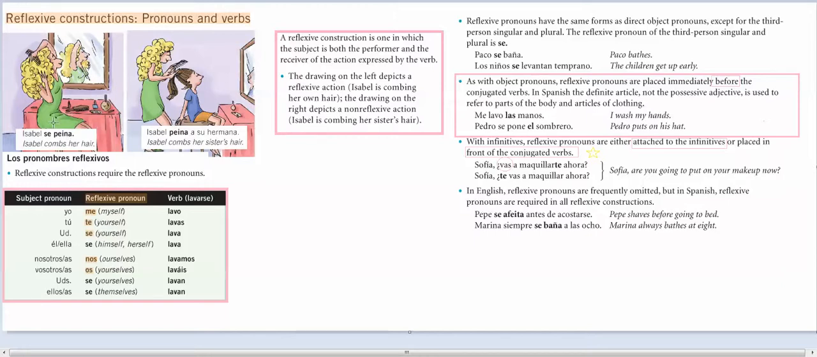And then the one prior to that, we've got "Isabel se peina." Isabel is the one still doing the combing, but this time she's also the one who's being combed. And that little "se," that little reflexive pronoun, lets us know that Isabel, our subject, is also our object. She's also the one being combed. So whenever you want to say that you're doing something to yourself, you're going to have to use a reflexive pronoun, okay? And these are them right here.